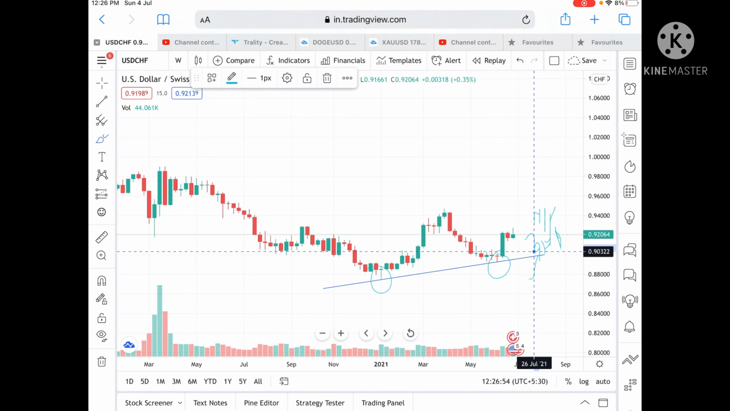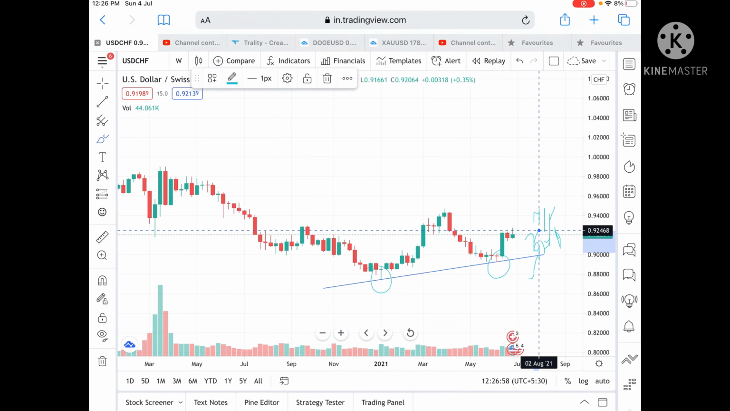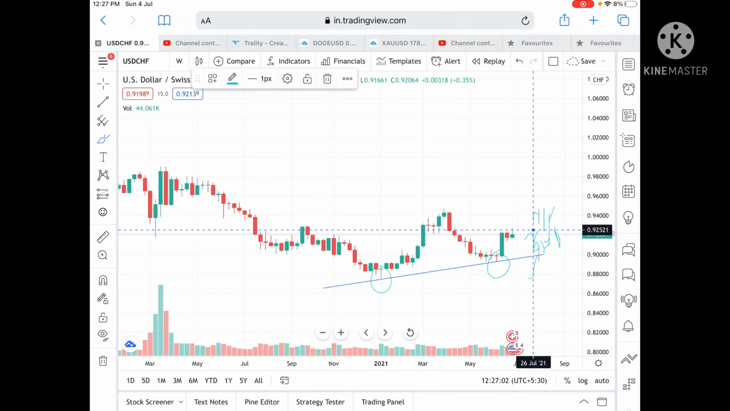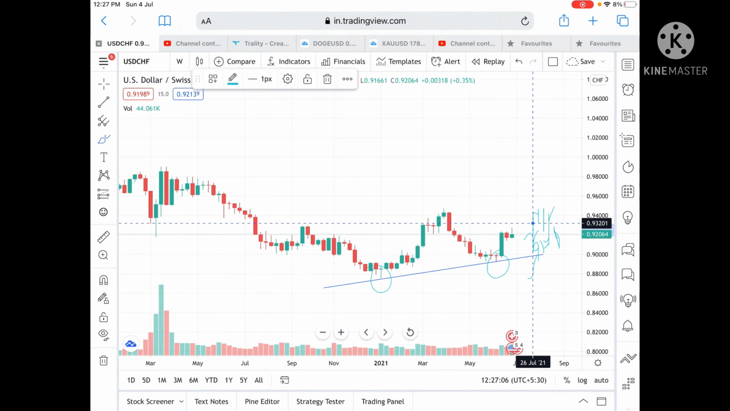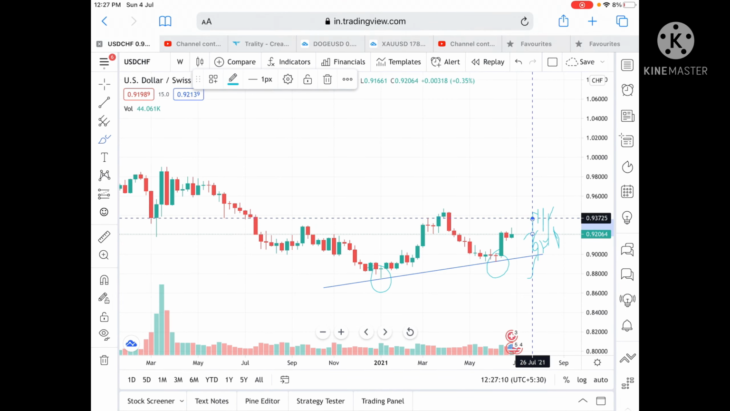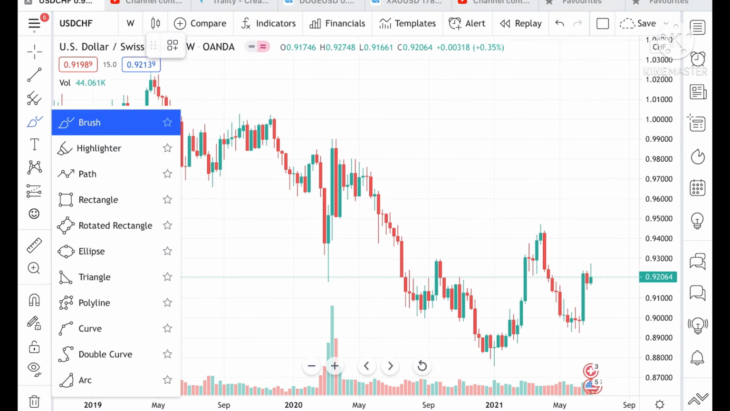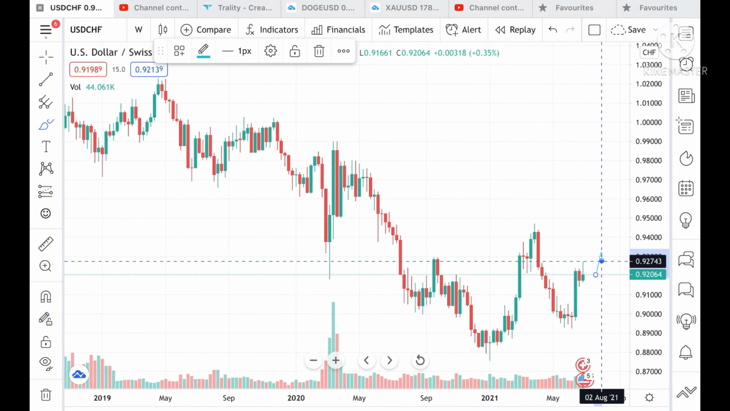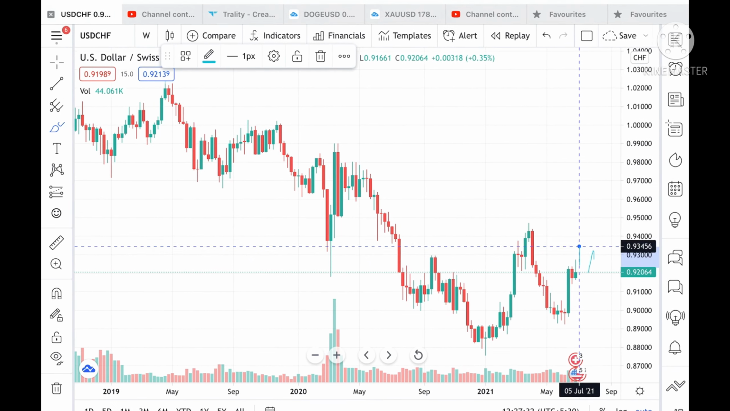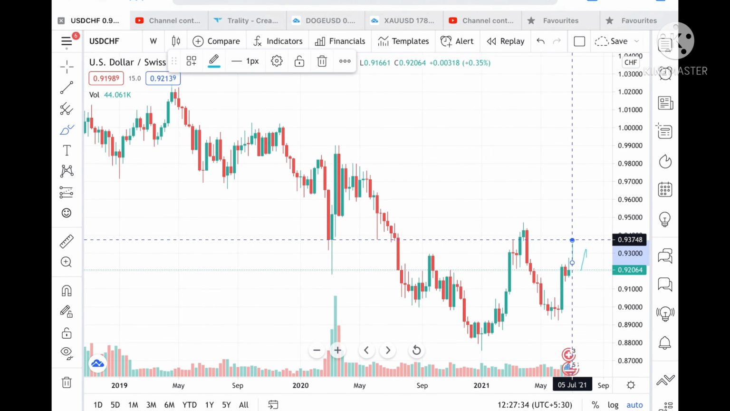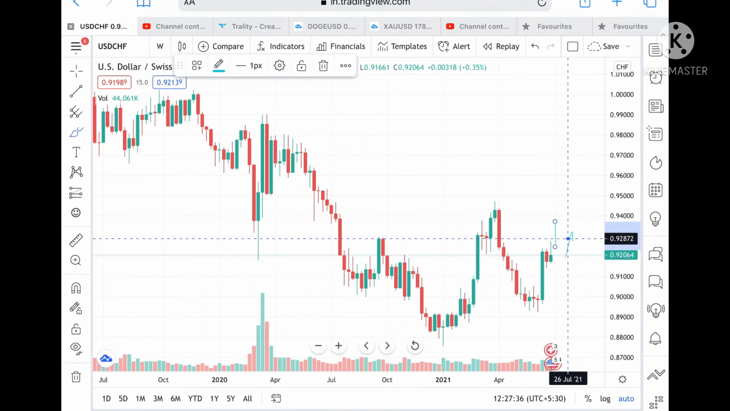Okay, and if it stays above a level of 0.92416, then it can touch a level of 0.92835, and if it stays above that level, then it can touch a level of 0.93201, and from there it can touch a level of 0.93725, and from there it can touch a level of 0.924, and from there it can touch a level of 0.9374. Okay, so let this range break, because we can see there are chances that it can go more upside.